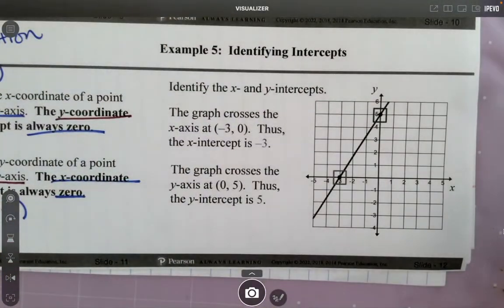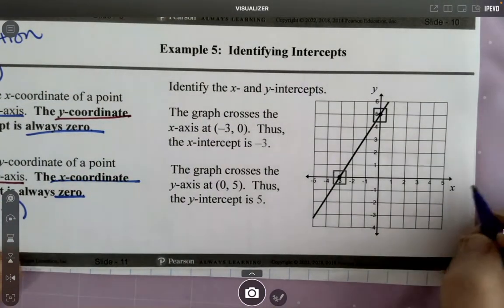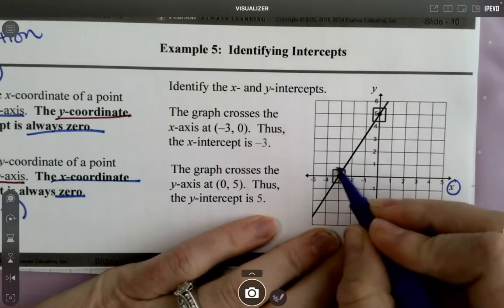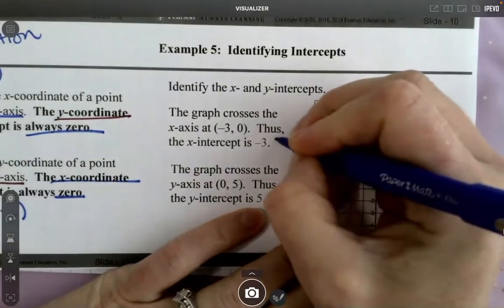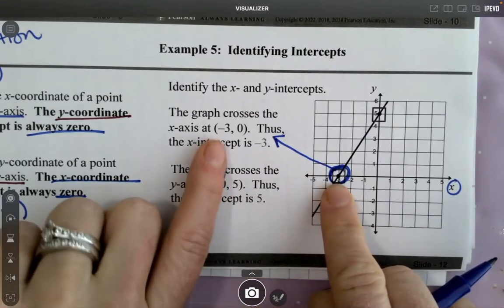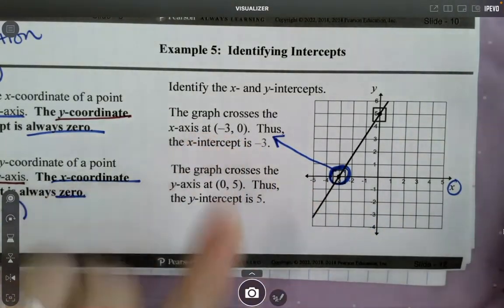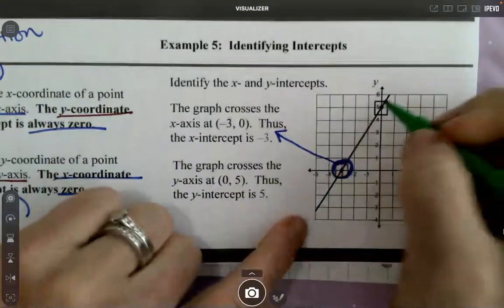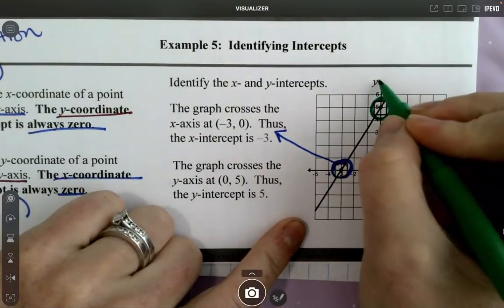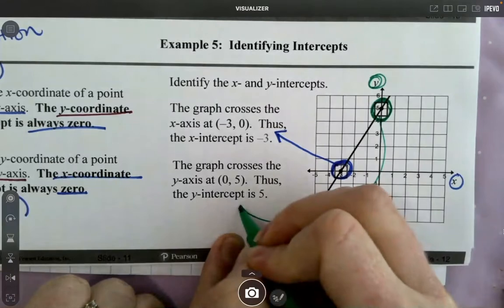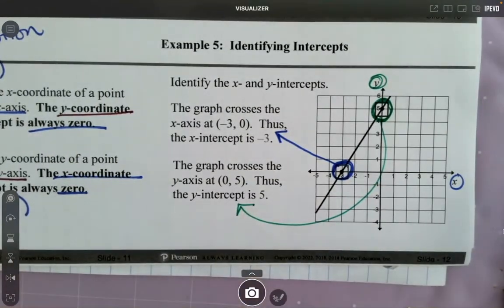Okay, our last problem, identify the x and y intercepts. So our x-intercept is where it crosses the x-axis. So this is our x-intercept. It's at -3, so the coordinate is -3, 0. And then our y-intercept is where it crosses the y-axis. So see, this is y. It is at +5, which would be 0, 5.